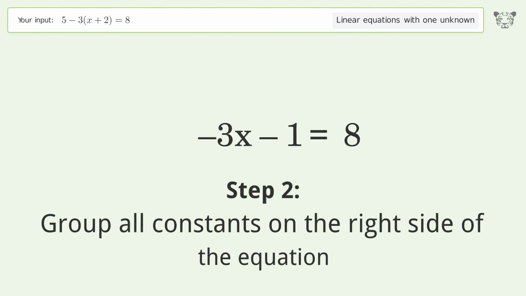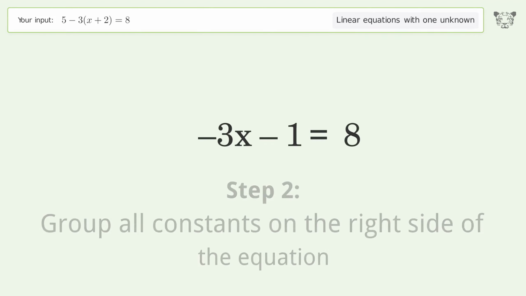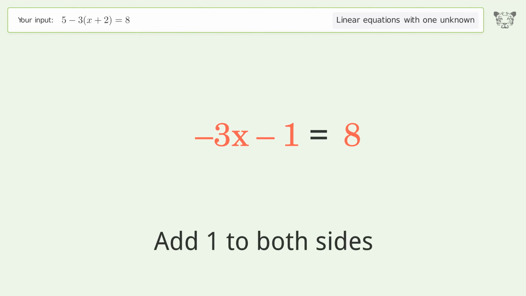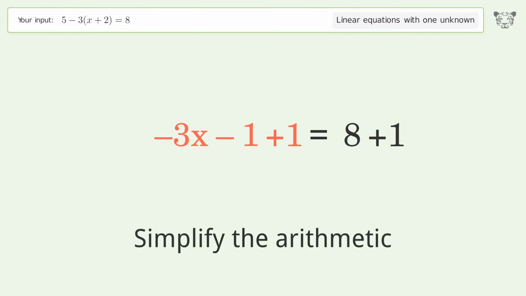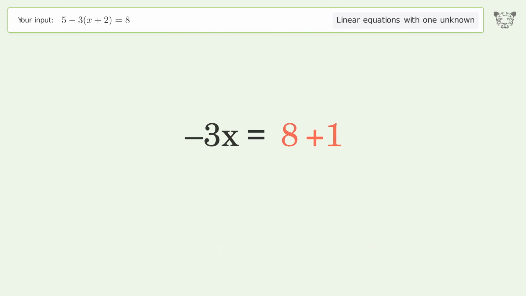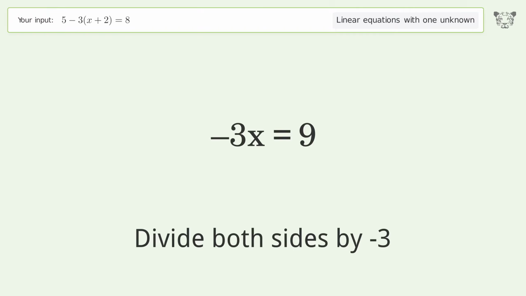Group all constants on the right side of the equation. Add 1 to both sides. Simplify the arithmetic. Isolate the x. Divide both sides by -3.